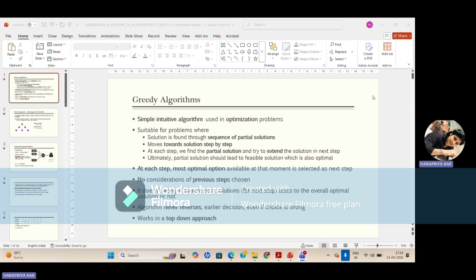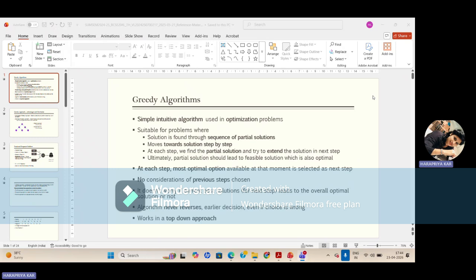At each step, the most optimal option available at that moment is selected as the next step. That means whenever you finish the task, at the end of the task itself you can understand the optimal option. That is what is written here: at each step, the most optimal option available at that moment is selected as the next step. Whenever we select a next step, at that time itself we can identify the optimal option.